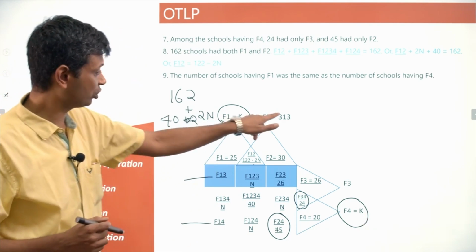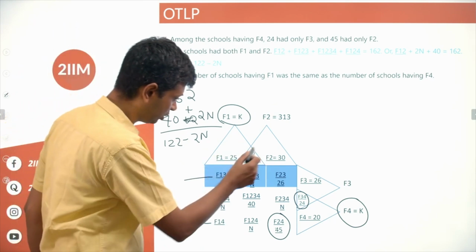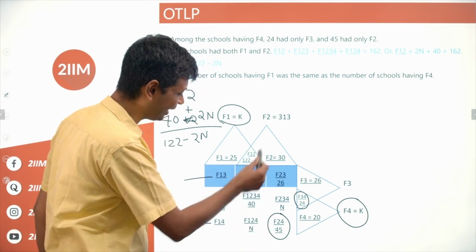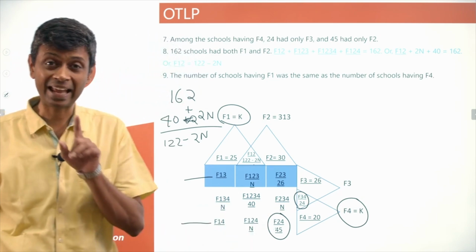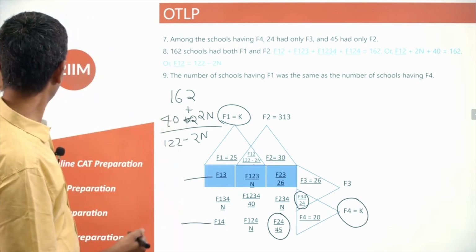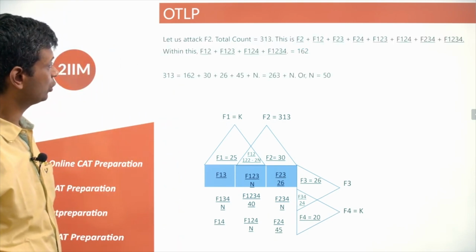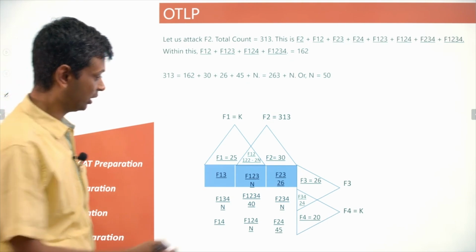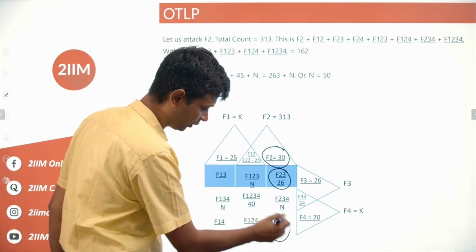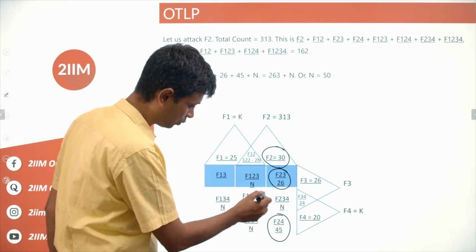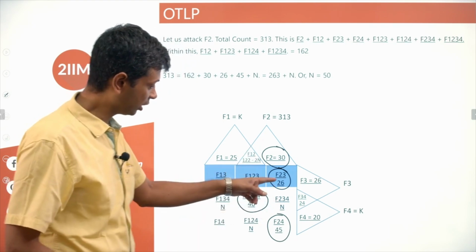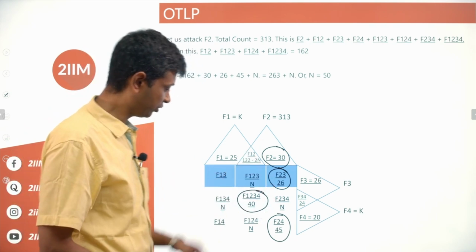We know F2 is 313. In F2, we know this, and everything else is in terms of N. So if we attack that F2 being 313, maybe we'll get N, and that will take us somewhere. So let's jump that. So F2 is 313. That is, you add this 30, 26, 45, 40, and then the other expressions have N in them. So I'm going to add this. 30 plus 26 is 56. 56 plus 85.